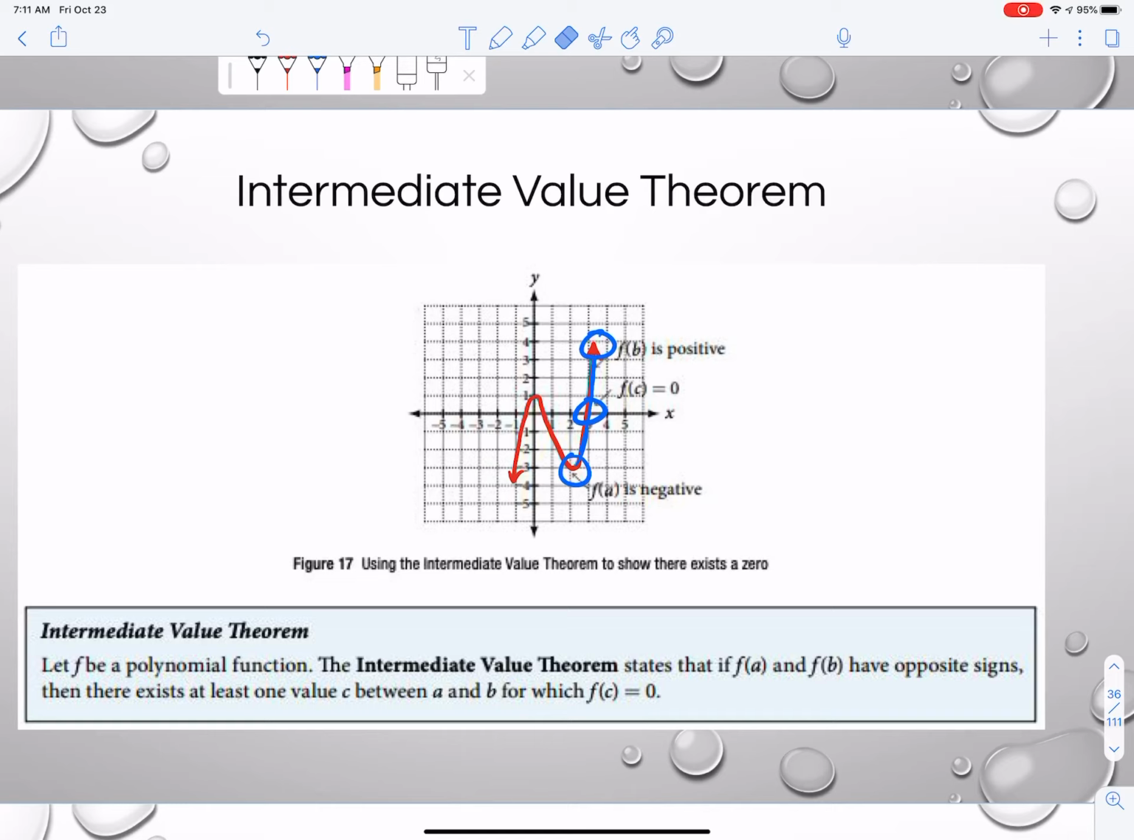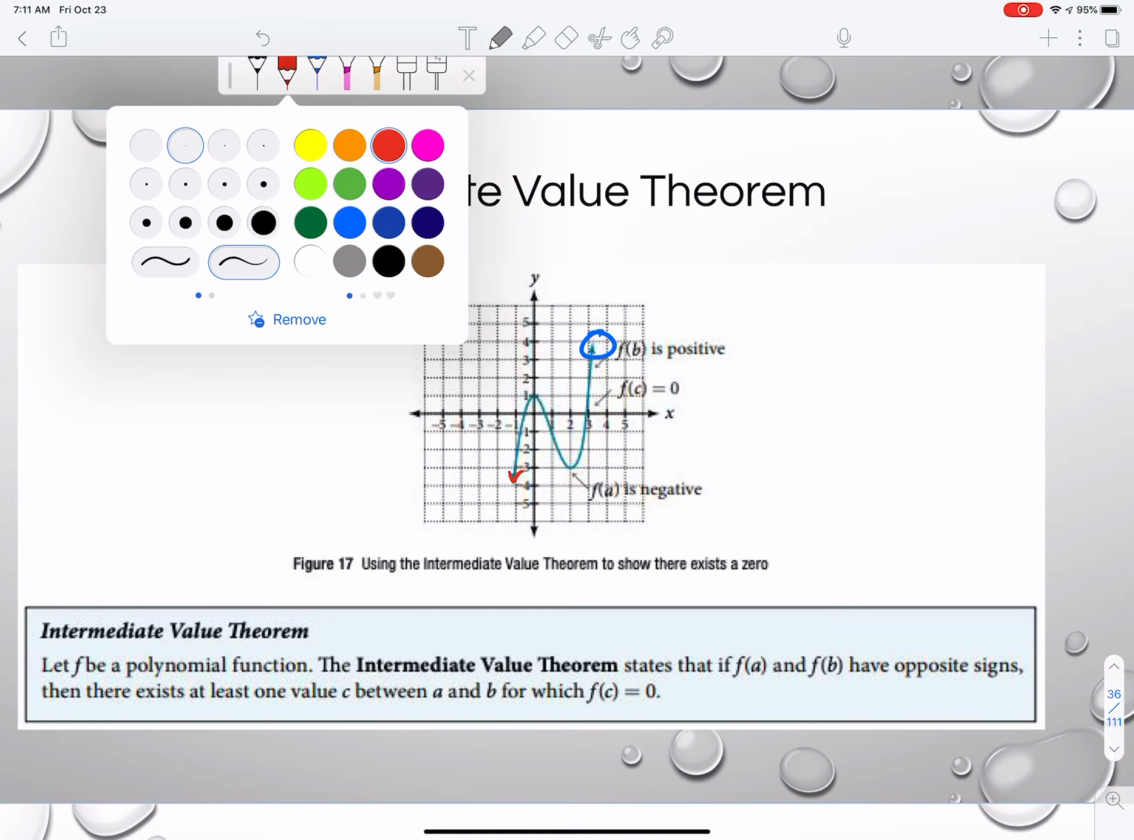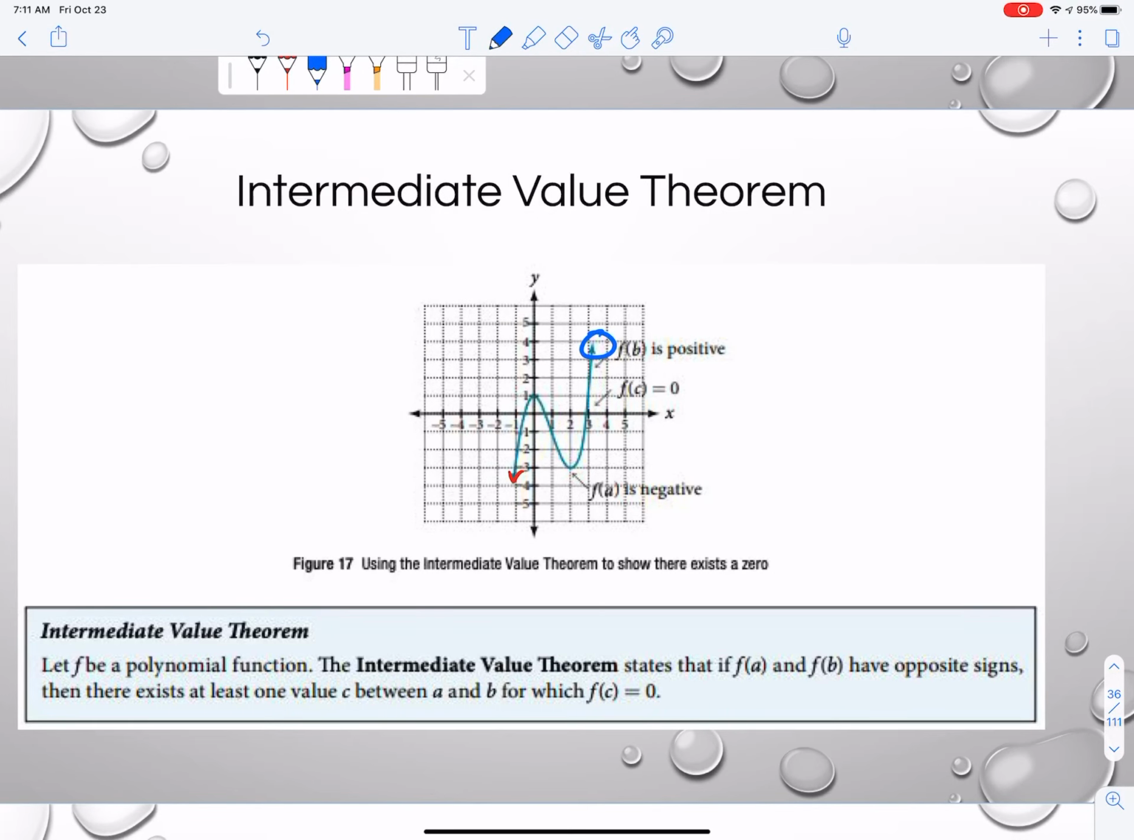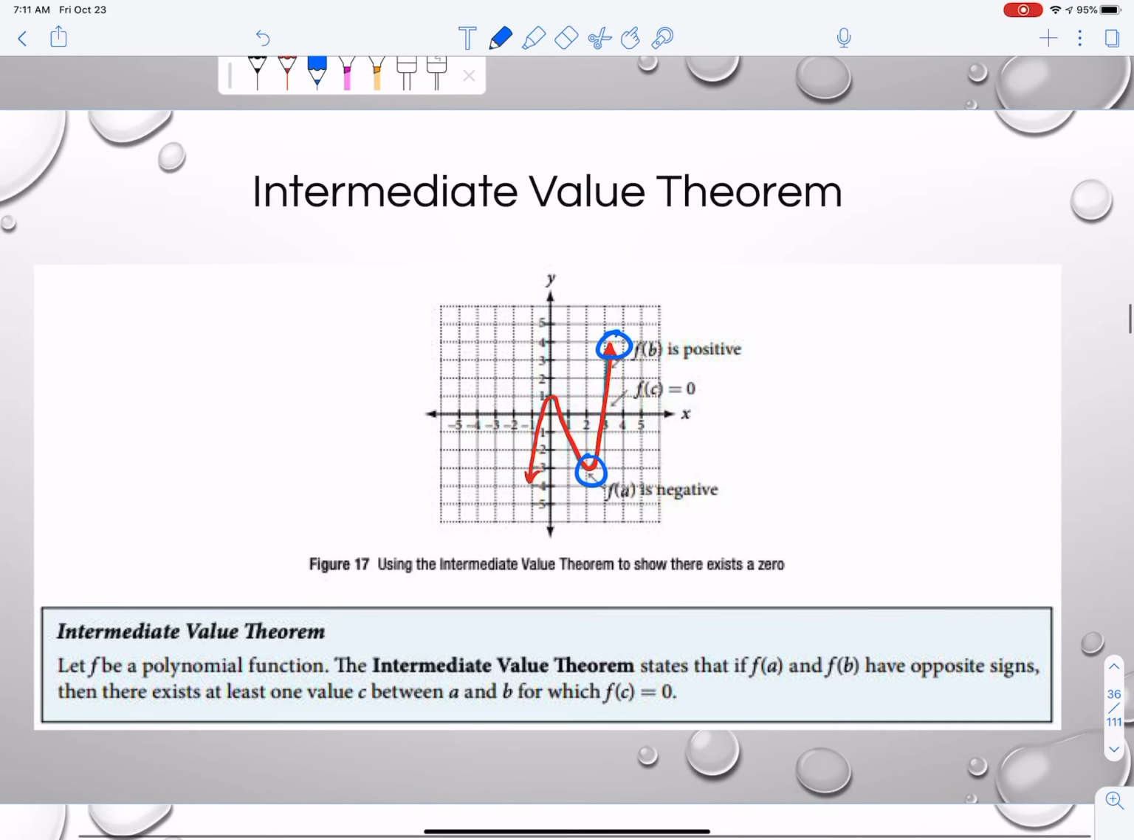Now, here's the thing. We could have multiple places where we cross. Between those two points, maybe my graph comes up and does something like this, and maybe I have multiple zeros there. It doesn't tell me how many exist. It just tells me that at least one must exist. If I go from negative to positive, I had to cross 0 at some point. And this works for any continuous function, and all polynomial functions are, in fact, continuous.